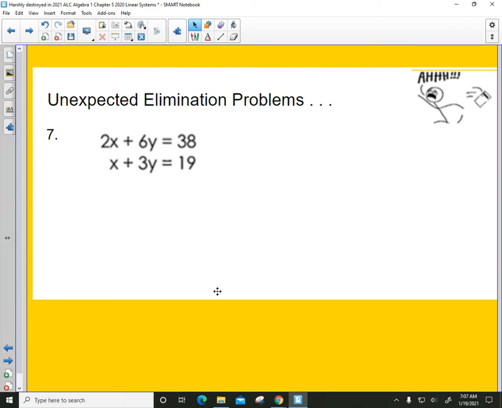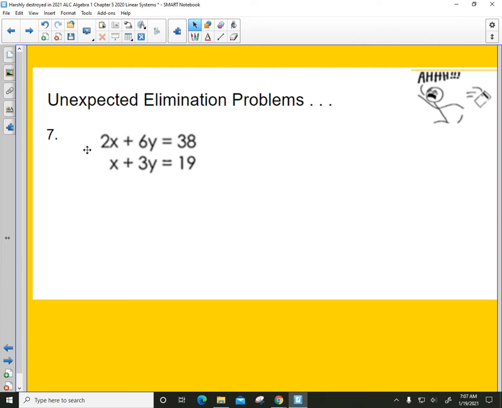So this is the one with the screaming man in the corner, number 7. And here are two equations. They're written in what we call general or standard form. So they're not y equals either of them. And this is a good reason to use elimination. So you're going to look at the two and decide, what do I want to get rid of? And it doesn't matter. We can either get rid of x's or y's. I'm going to go ahead and get rid of x's.